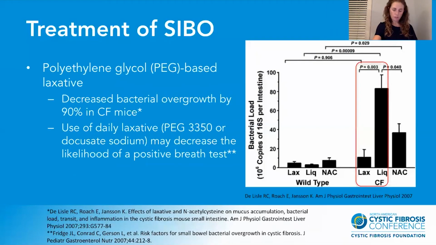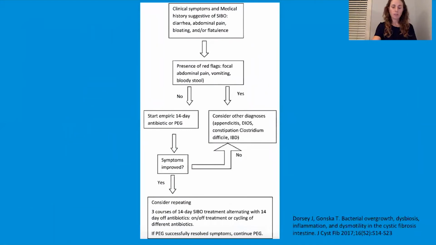A possible alternative to antibiotics has been raised from a study with CF mice. Delisle et al. found that the use of a PEG-based laxative was successful in decreasing bacterial overgrowth by 92% in CF mice. This was also observed in the clinical setting by Fridge et al., where the use of daily PEG or docusate sodium decreased the likelihood of a positive breath test in a small group of CF patients. Based upon the available literature, a suggested clinical algorithm for management of SIBO in individuals with CF has been proposed.